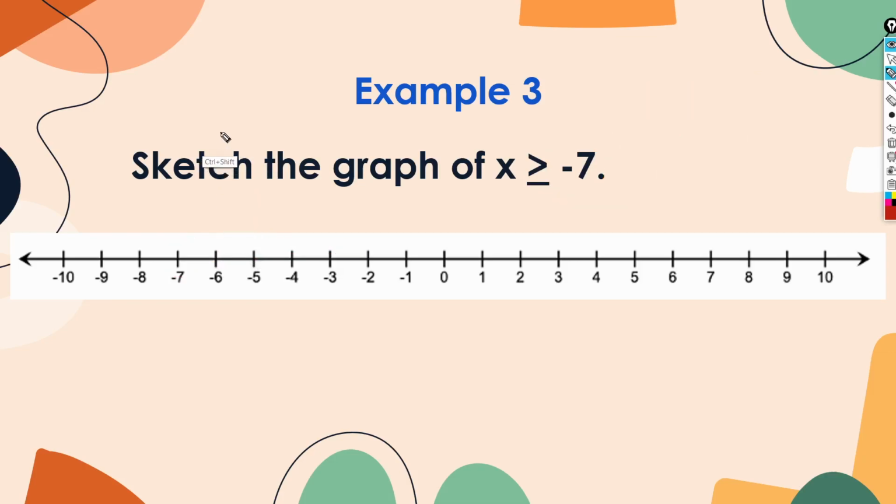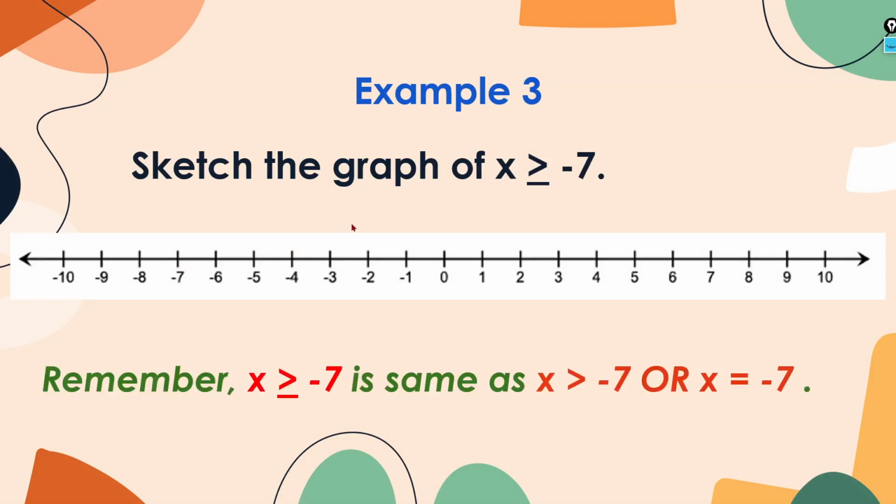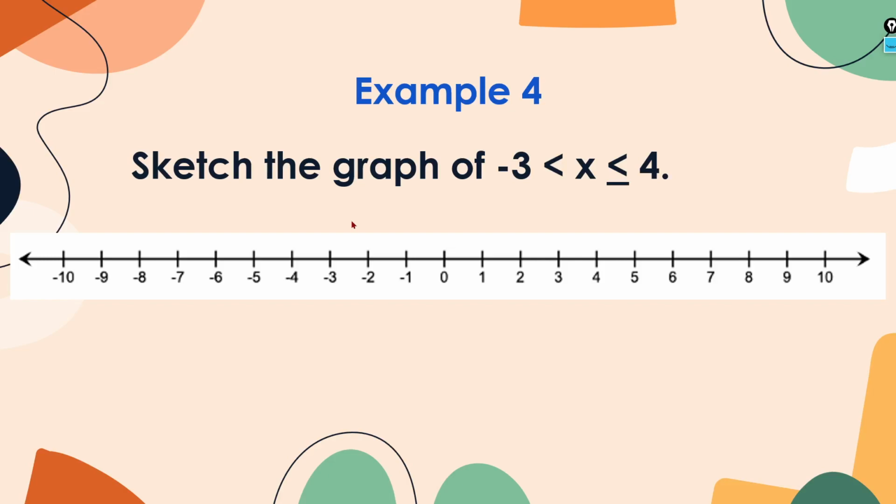No? Let's make it a bit prettier. First time lang tayong drawing. Solid dot, solid circle, and then a ray pointing to the right. Yan ang graph ng x is greater than or equal to negative 7. Okay, good. Next. Ito, tingnan nga natin.